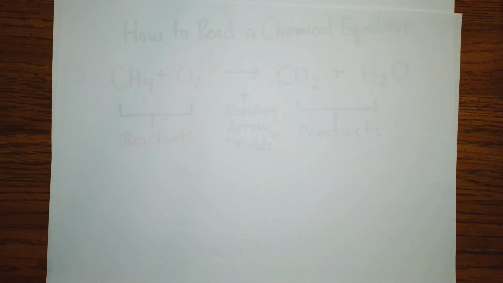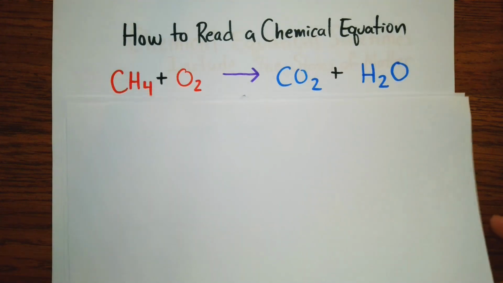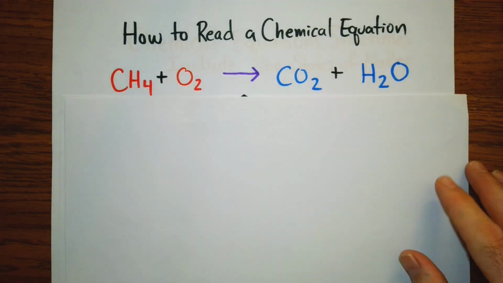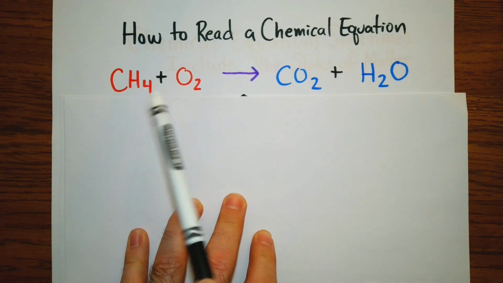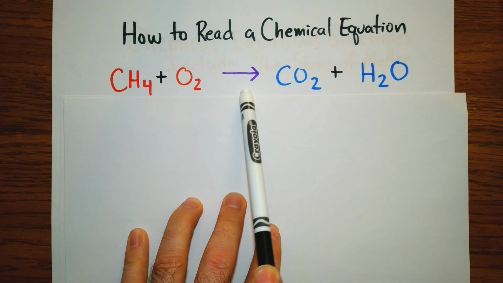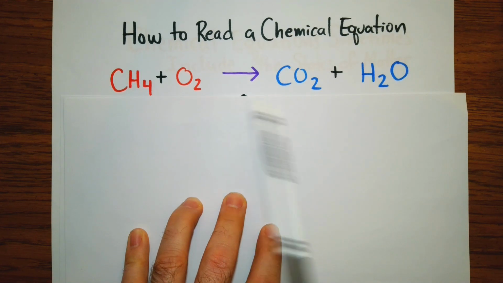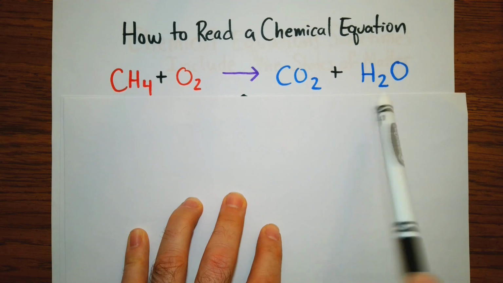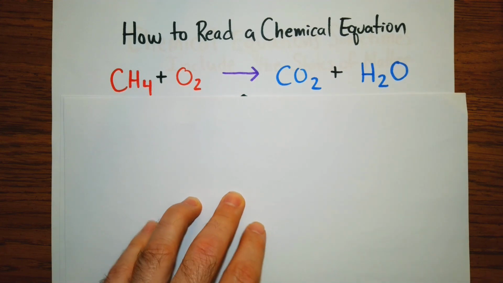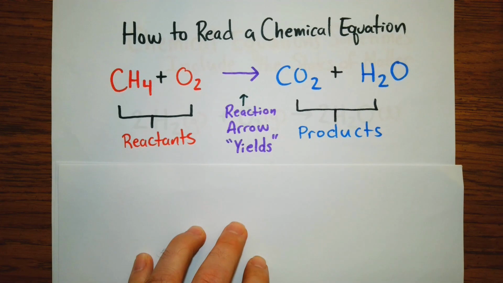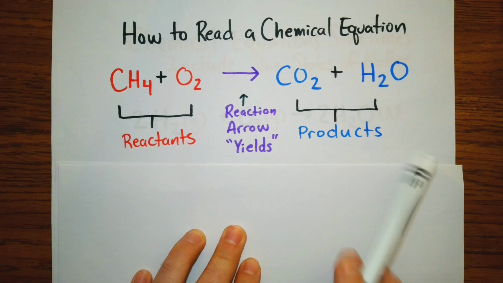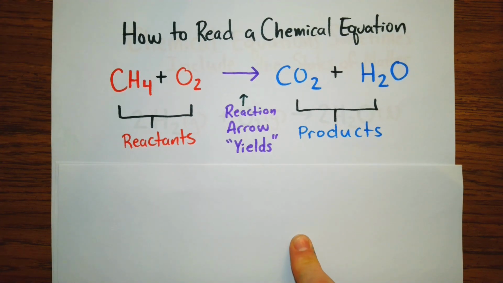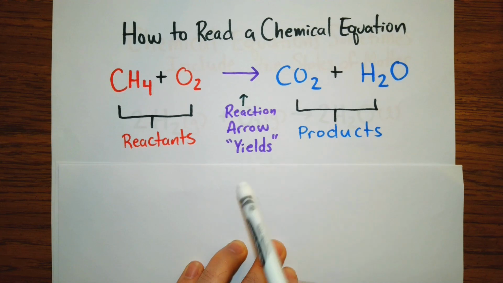Now, how to read chemical reactions, or the chemical equation rather. All right, so here what we see is we have CH4, that's methane, plus O2, oxygen, will react to form carbon dioxide, CO2, plus H2O, that's water. The left side of the equation, hopefully you know, these are the reactants. The purple arrow is the reaction arrow, and that stands for yields. And on this side, we have the products.